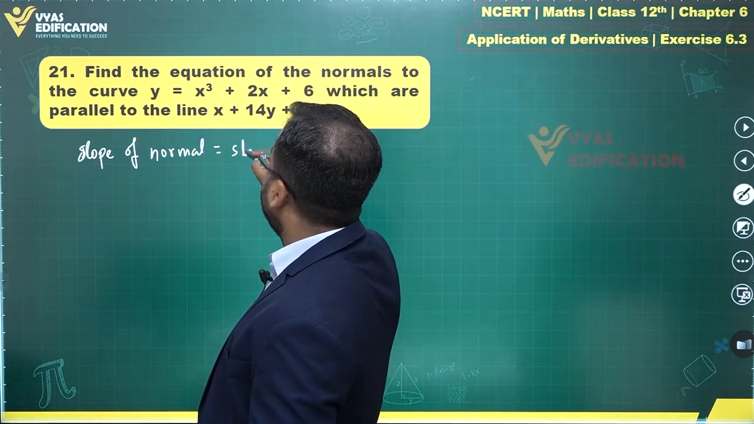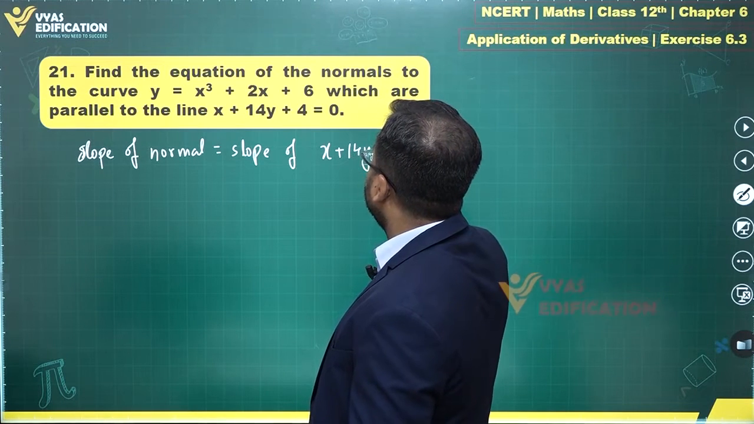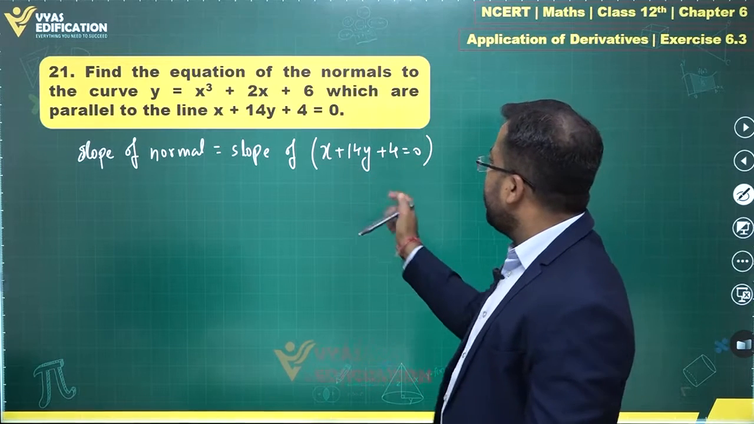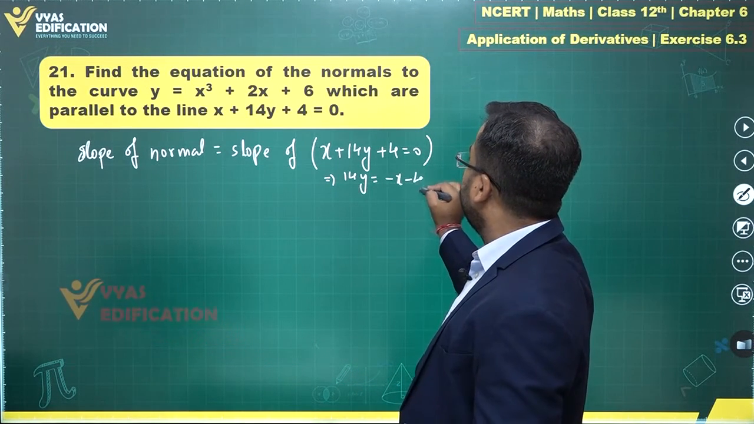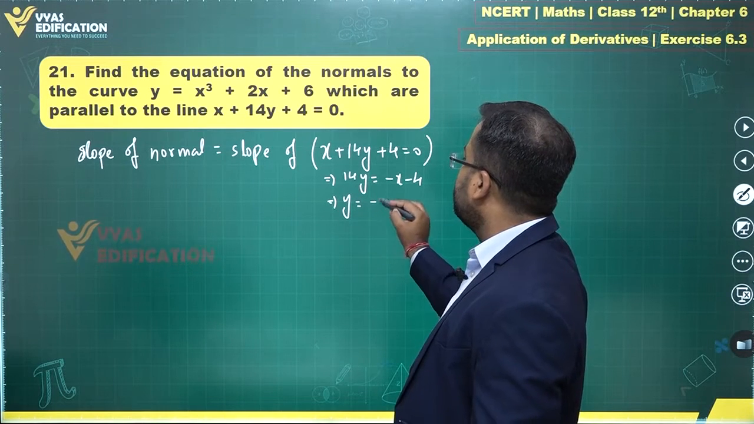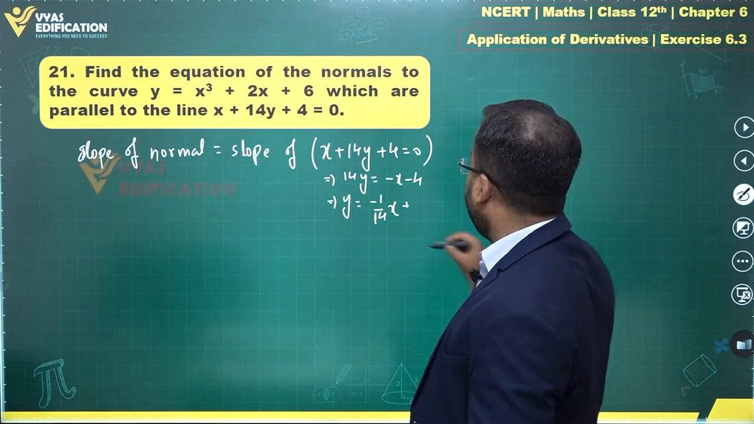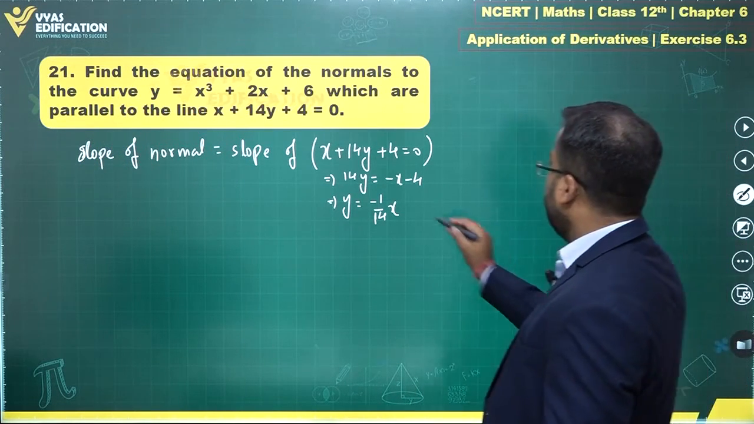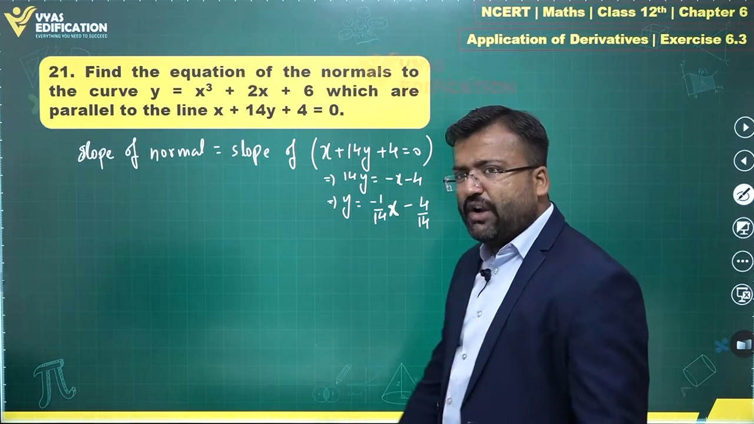...is equal to slope of x plus 14y plus 4 is equal to 0. This is what we have, right? And what is this line equal to? Can you rearrange this? 14y is equal to minus x minus 4, which gives me y equals minus 1 upon 14x plus, minus 4 upon 14. And from here, yes, it is very easy to identify the slope.